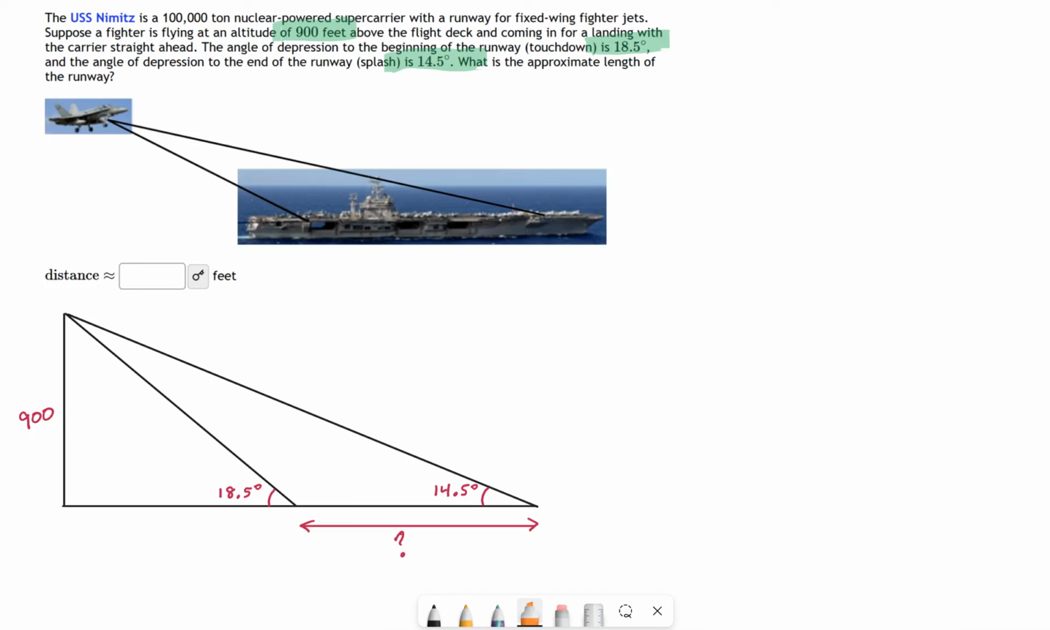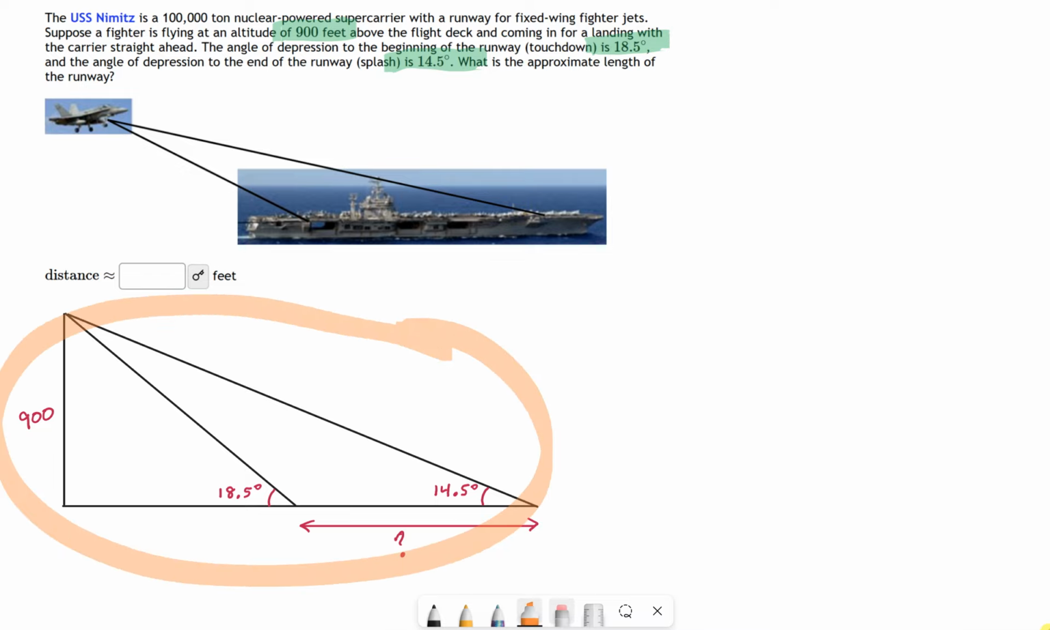This is an example of a compound trig problem. In other words, it's a trig application, but there's two triangles in it, not just one triangle. And you might not see why I'm saying there's two triangles in this picture if you're just looking at the diagram. But look what I drew down here.